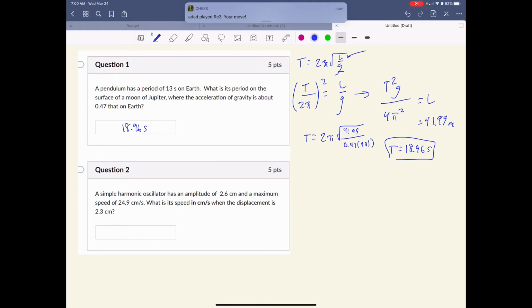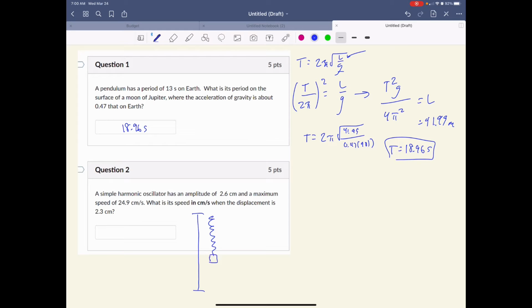A simple harmonic oscillator has an amplitude of 2.6 centimeters. So what this is really saying is that, I'll just draw it off to the side here, you have this spring and mass, and it's going up and down about this equilibrium point, and the max amplitude is 2.6 centimeters, which means it's going to be 2.6 centimeters up here, which means this would be the equilibrium position right there, right? So it's oscillating up and down at a max amplitude of 2.6.